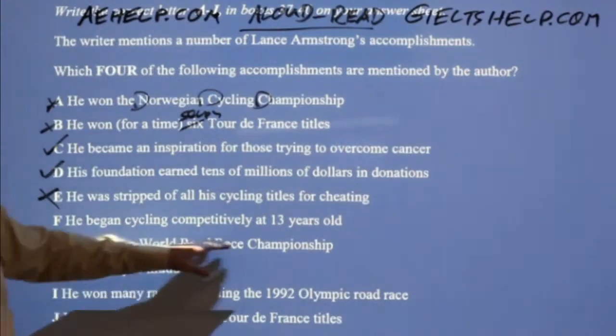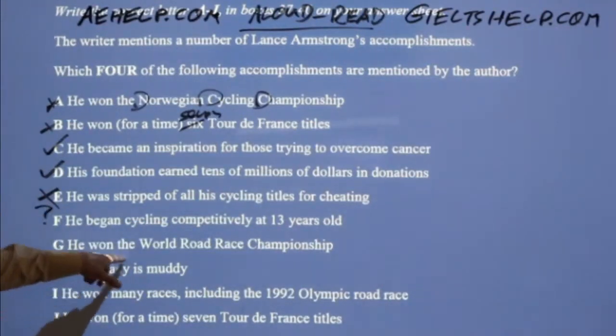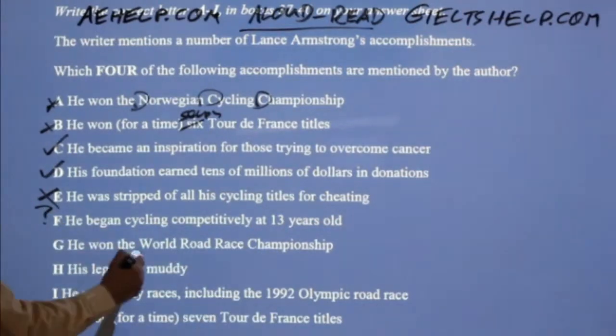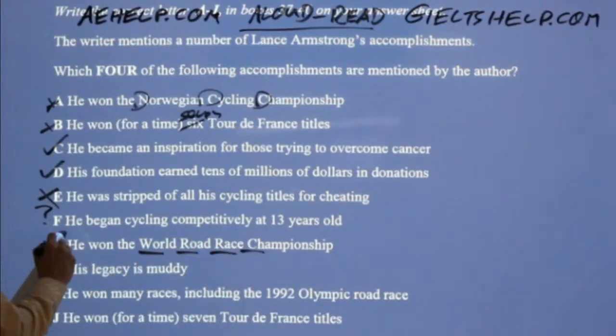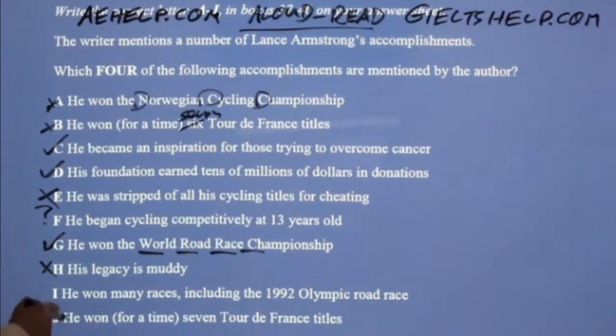He began cycling competitively at 13 years old. I don't know if that's an achievement. He won the World Road Race Championships. Okay, that I remember was the Norway Road Race Championship. So that looks good. Okay. His legacy is muddy. That does not seem right. He won many races, including the 1992 Olympic road race. That does not look good. He won 4 a time 7 Tour de France titles. That looks good. Okay, so for me, C, D, G, and J look correct.